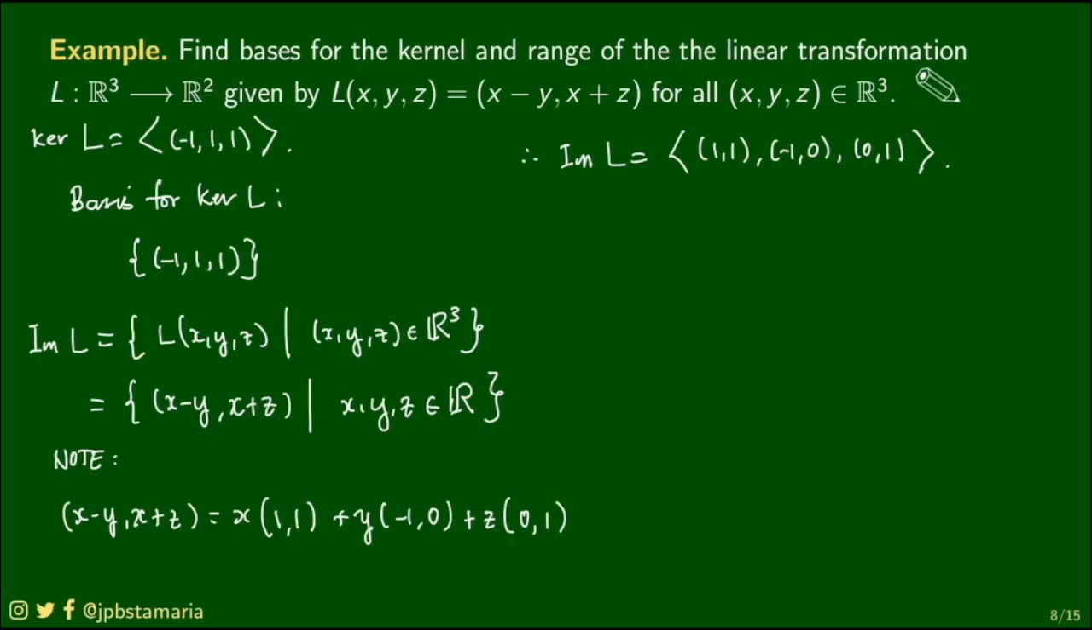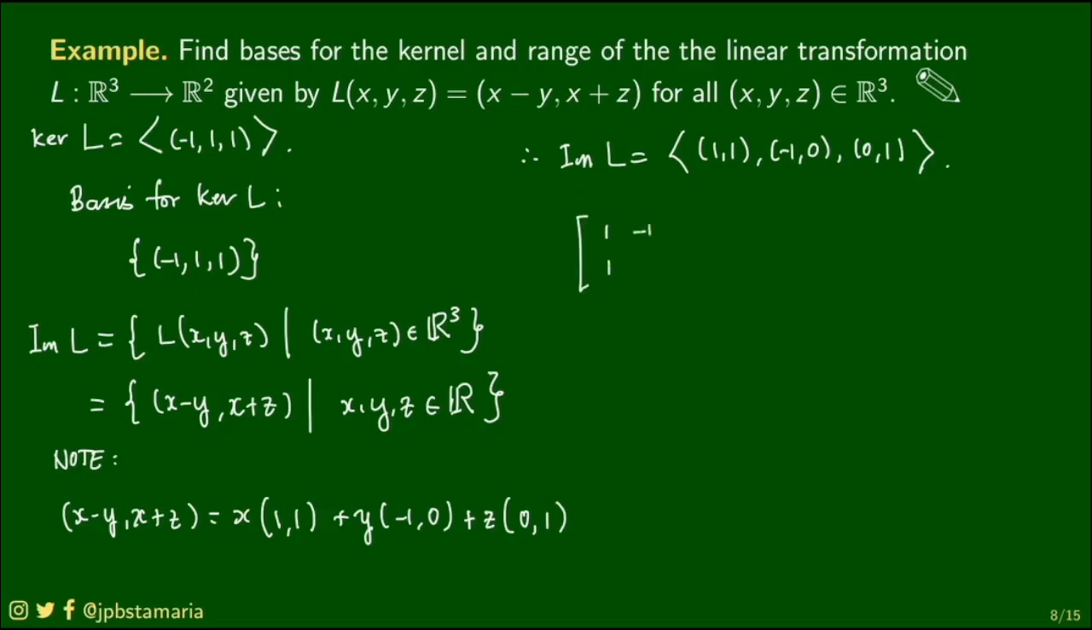But we know that the maximum dimension of the image is 2 because it is a subspace of R2. Therefore, we know that this set of vectors is linearly dependent. So in order to find a basis, we must eliminate the redundant vectors here. To eliminate the redundant vectors, we perform the following Gauss operation.